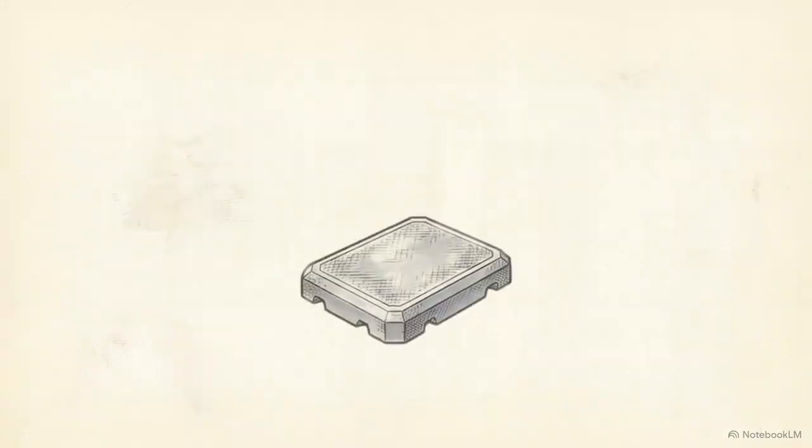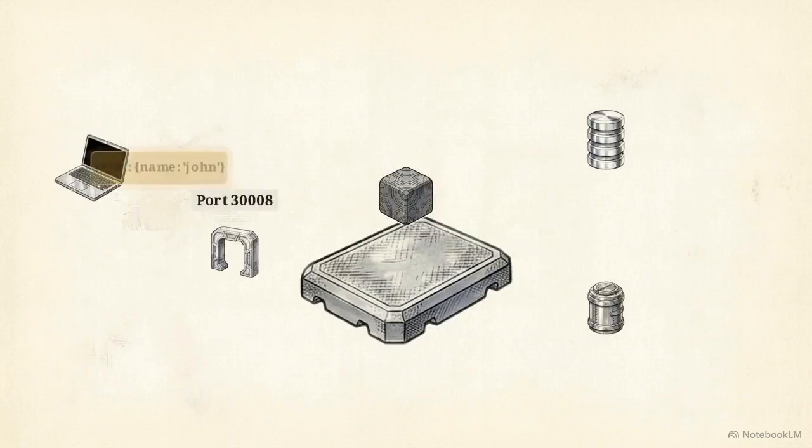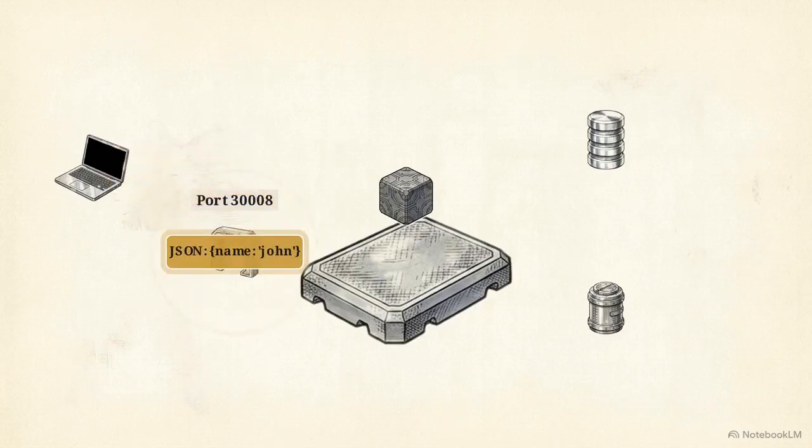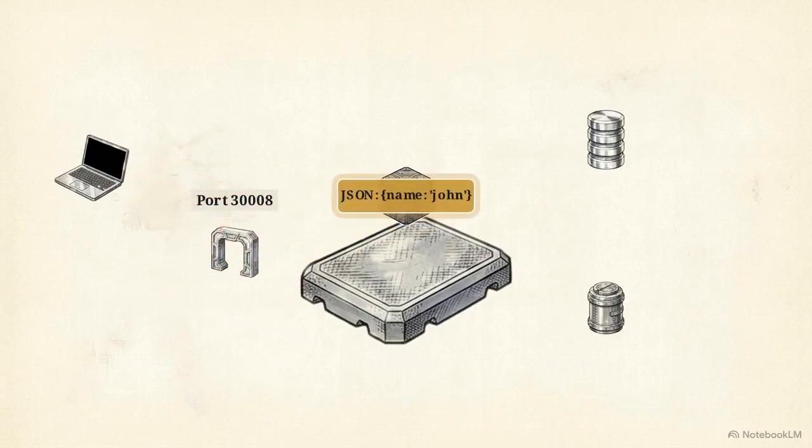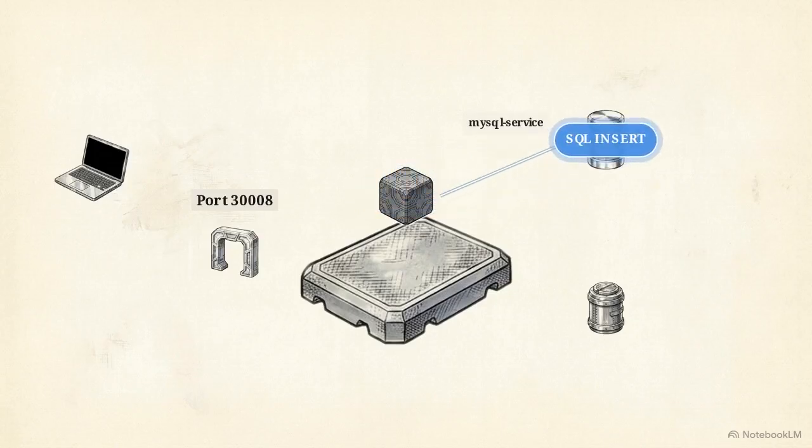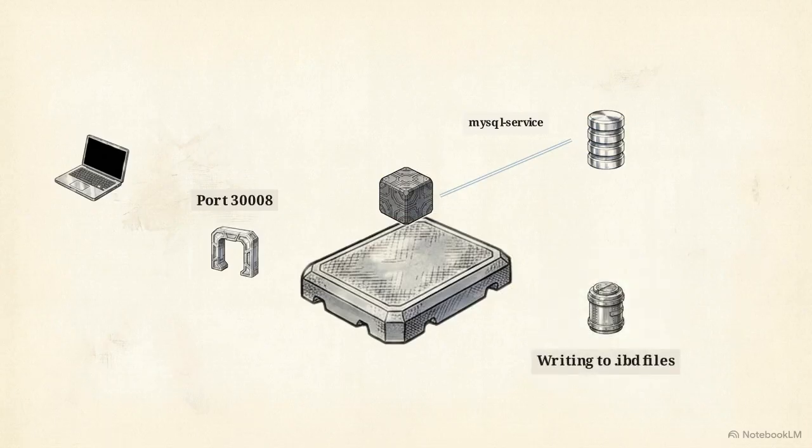A user on a laptop sends a JSON packet containing the name John to the cluster. The packet enters the perimeter through port 3008 and is received by the FastAPI backend. FastAPI validates the data and converts the request into a SQL insert command. The command travels across the MySQL service internal pipeline and enters the database pod. MySQL writes the data into the physical .ibd files stored inside the persistent volume claim.